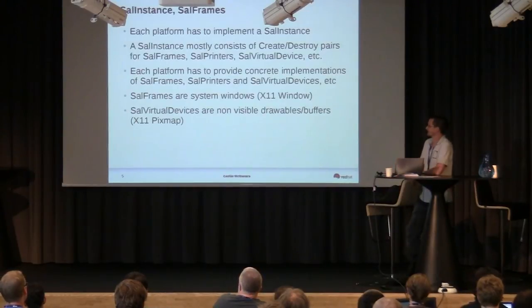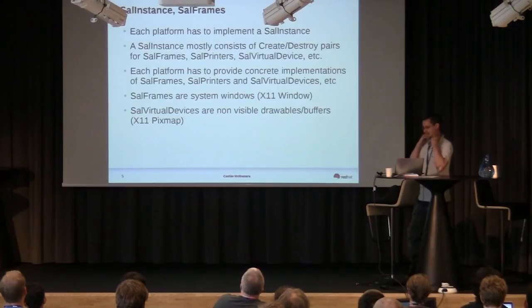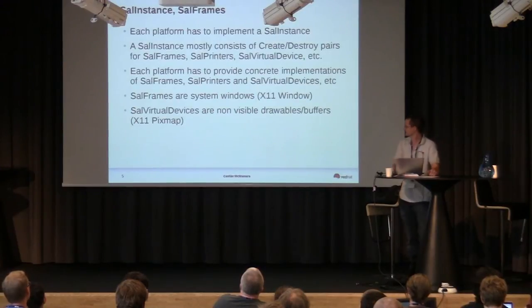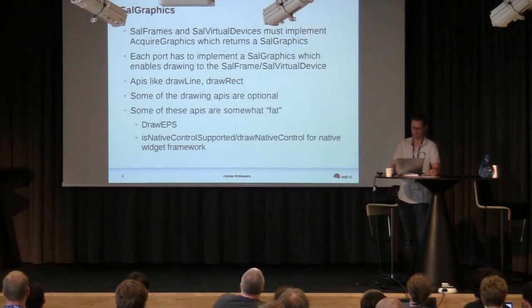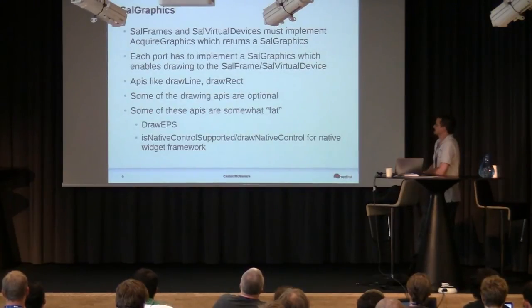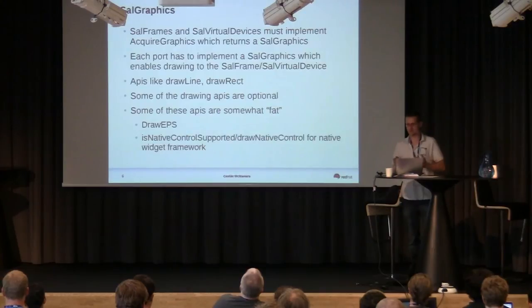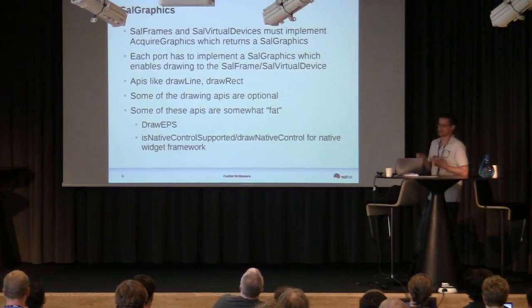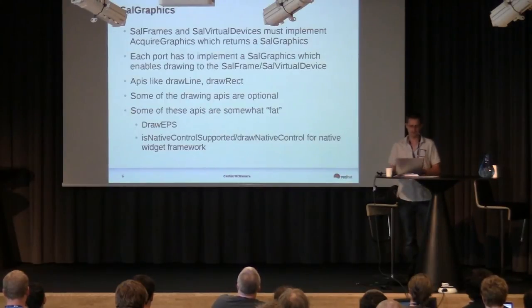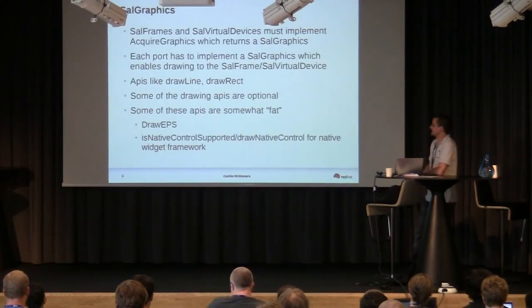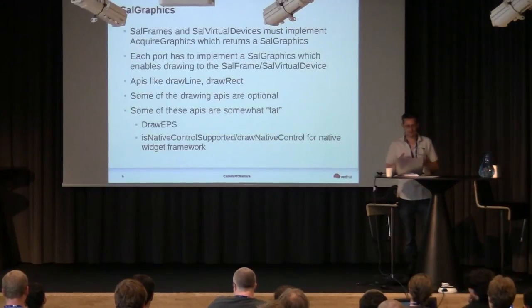Typically, of course, SalFrames are system windows, so they map to the X11 windows from X. And virtual devices then tend to be pixmaps. So SalGraphics map to your top-level windows, and your virtual devices map to pixmaps, and each one of them has an acquired graphics, which gives you back a SalGraphics. And you use your SalGraphics to actually draw on the output device. So that gives you your APIs like drawing a line, drawing a rectangle, things like that.